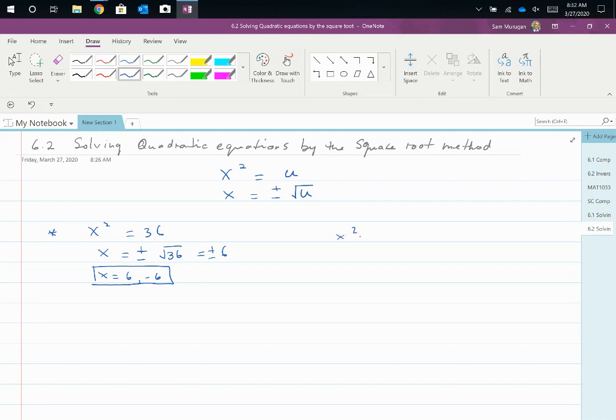If x squared minus 81 is set equal to 0, x squared is set equal to 81, so x is equal to plus or minus the square root of 81, plus or minus 9. x is equal to negative 9 and positive 9.